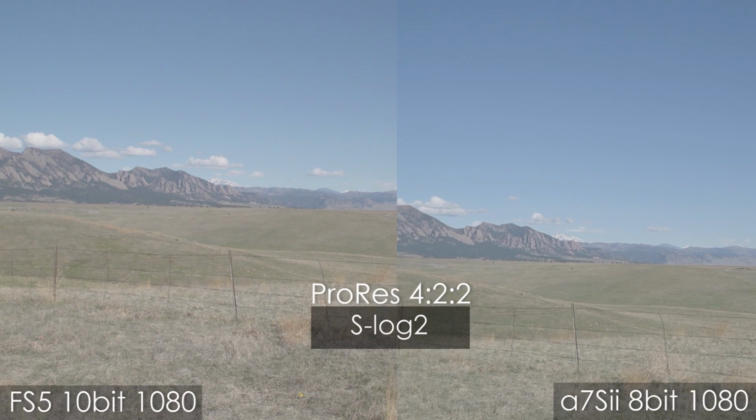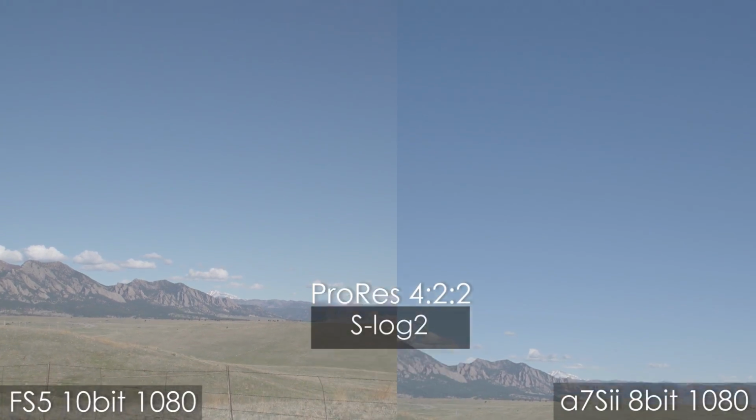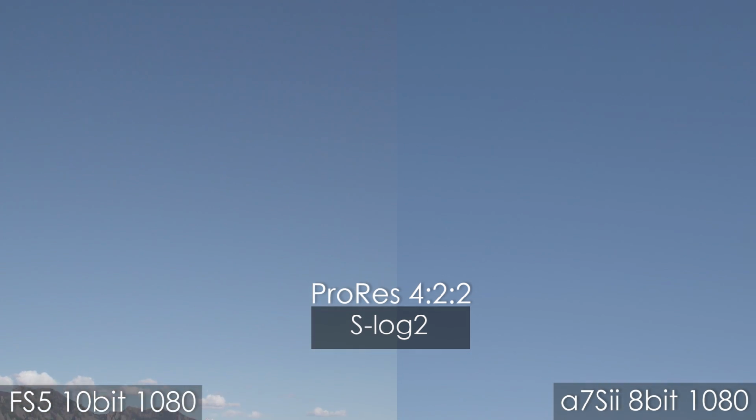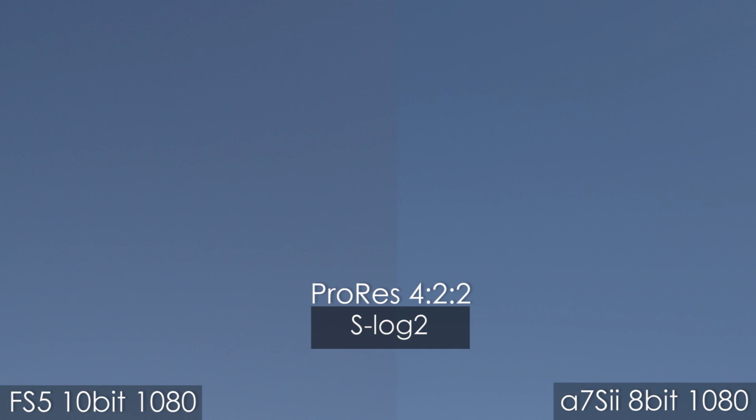So when you hear me talking about I don't see it, that means I don't see it in the raw footage. All right, next up is an S-Log2 image. Again, both of these are going to the Shogun, so we've taken out the equation of the codec or any chroma subsampling. All we're looking at here is the difference between 8-bit and 10-bit.